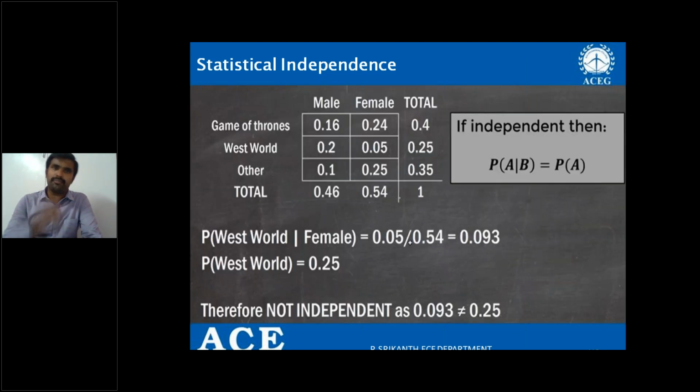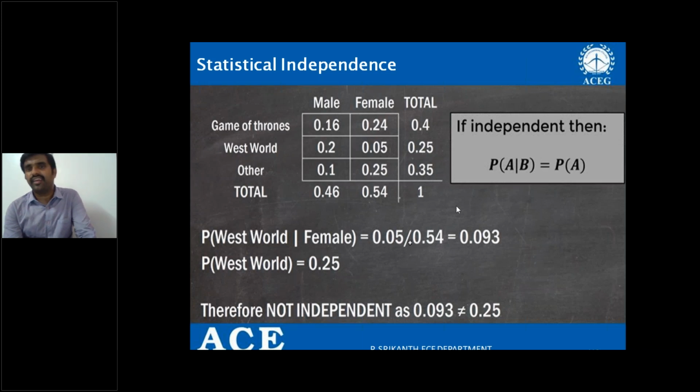Or if I take the same example, what is that example? Male subscriptions of Game of Thrones, Westworld and others. These are the subscriptions, and the total subscription probability by the male candidates is 0.46. Similarly, by the female candidates it is 0.54. And these are all marginal probabilities: marginal probability of Game of Thrones, of Westworld, of others, right? The total probability is equal to 1.